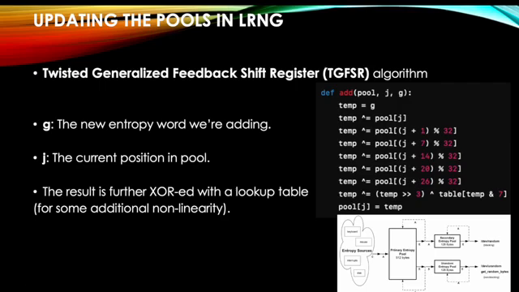Let's take an example to understand this pseudocode. Imagine we're adding an entropy value G equals 42. The pool is a 32-word array, and we're updating the word at position J equals 5. The function would take this new entropy value, XOR it with several other pool values at different positions, and then apply a bitwise shift and XOR with the table lookup. This ensures that the entropy is well mixed across the pool and is hard to reverse engineer.